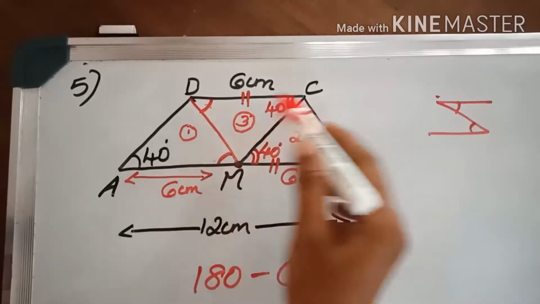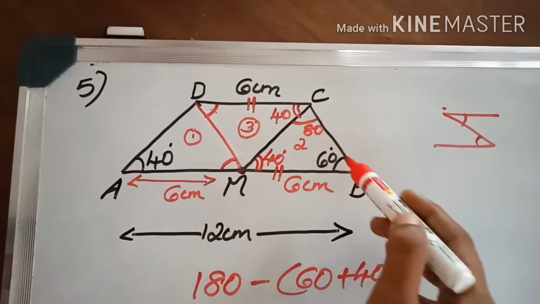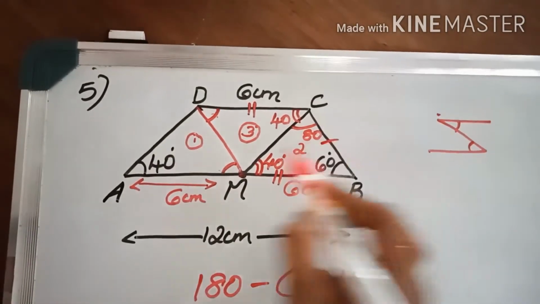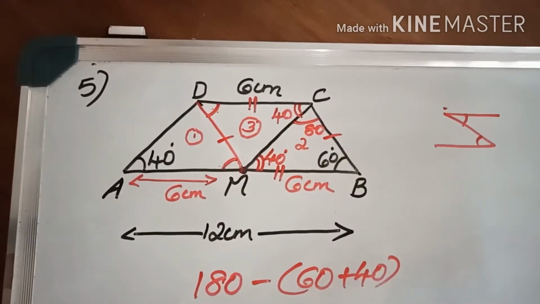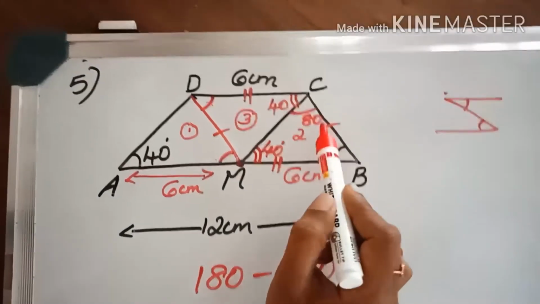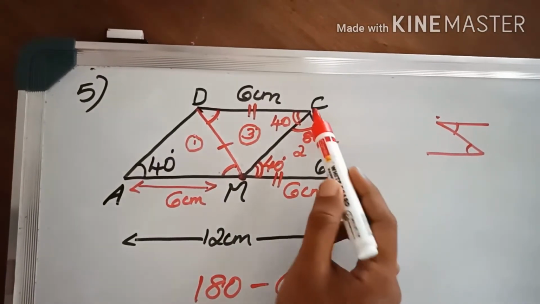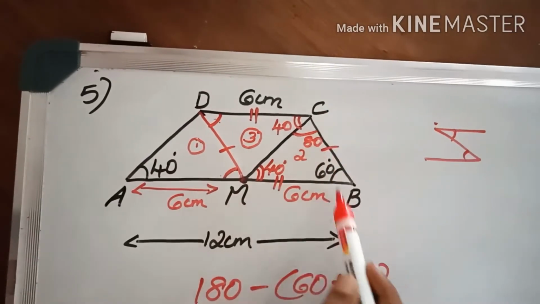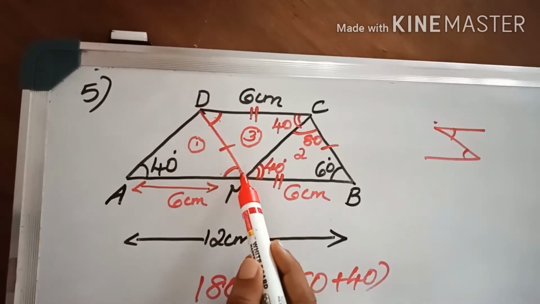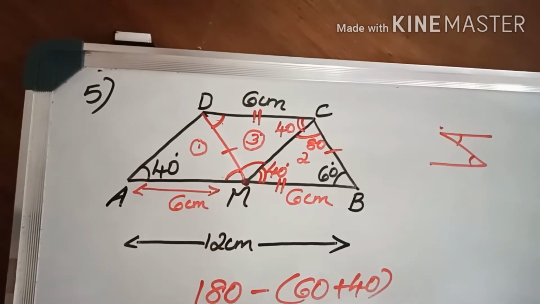Now, as it is a parallelogram, if these two sides are parallel, then CB and DM will also be equal and parallel. This side CM and DM will also be parallel and equal. That means we can consider alternate interior angles again. That is, angle BCM is equal to angle DMC. This angle and this angle will be equal.